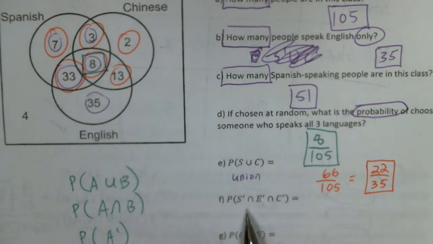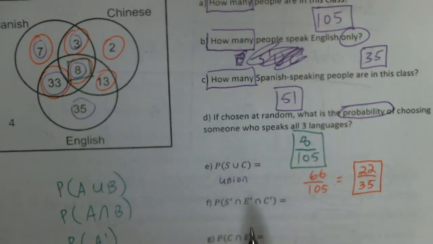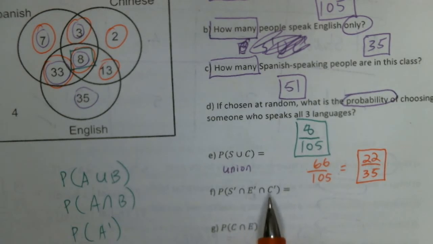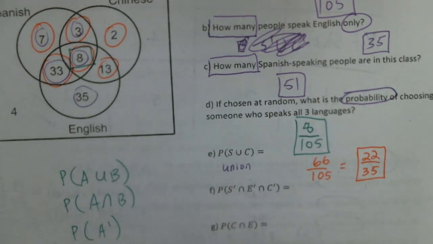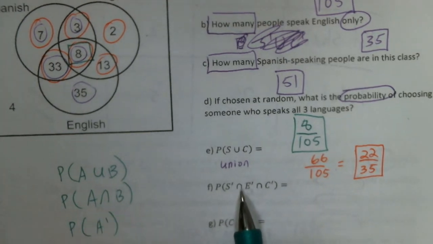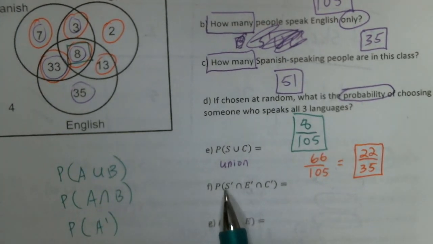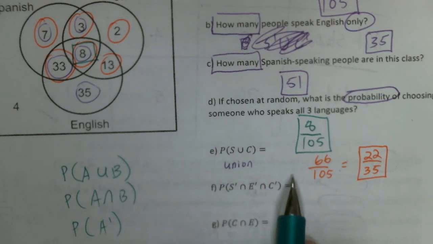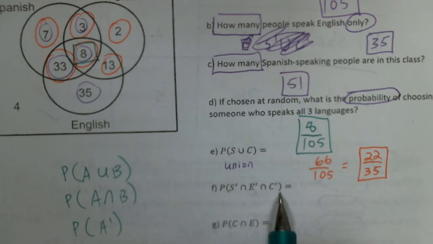Okay, this one here, F, that looks complicated. It's really not that bad. This is the intersection. That's the overlap of not S, not E, and not C. So that means the intersection of everything that is not in S, everything that is not in E, and everything that's not in C. So basically we're asking what number is in common that doesn't have anything to do with all 3 of these. Okay, and that's simply going to be this guy right here.